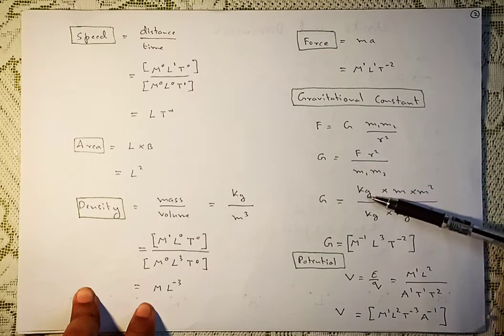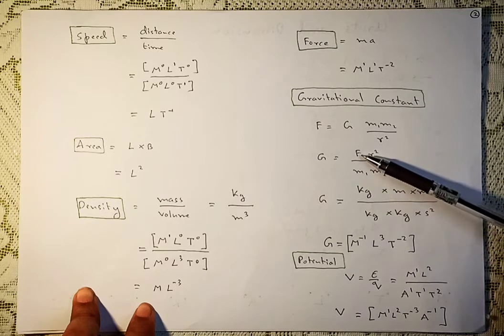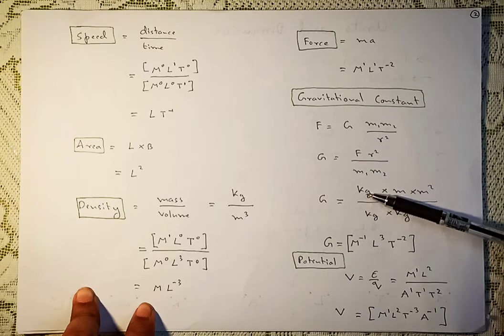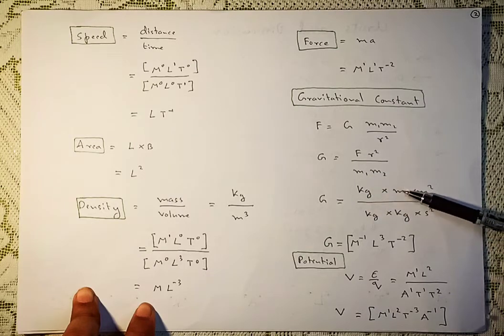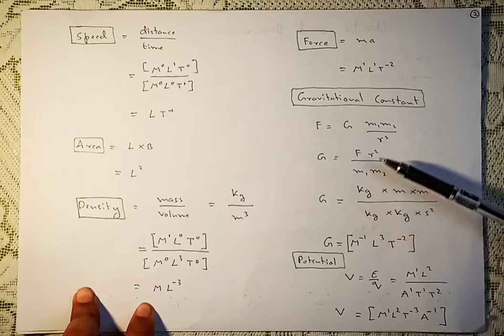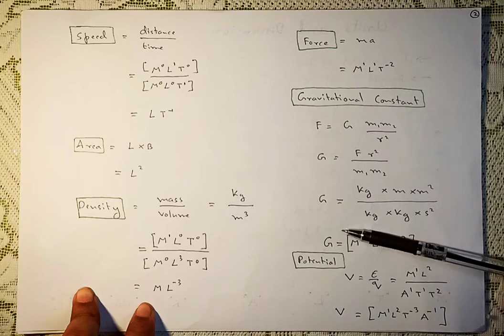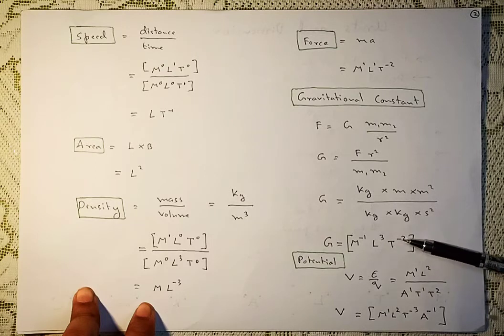The SI unit of force is kg meter per second square, and then r square in terms of m square, m1 m2 kg into kg. Therefore the dimensional formula for gravitational constant can be written as M to the power minus 1, L to the power 3, T to the power minus 2.